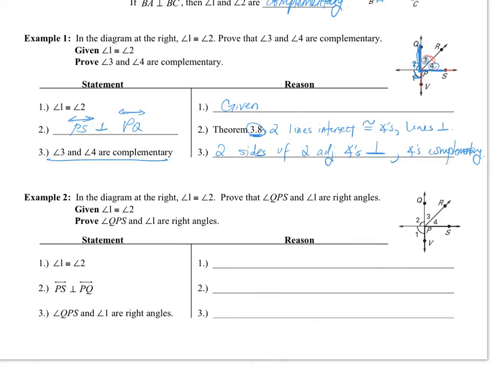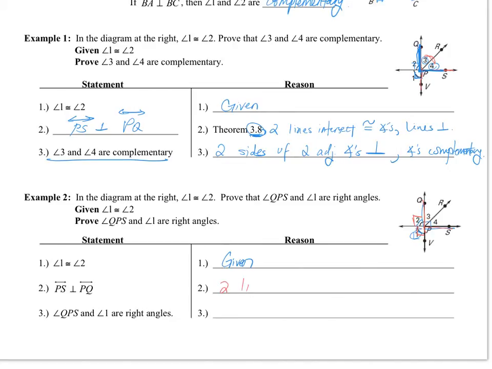Example 2. In the diagram at the right, angle 1 is congruent to angle 2. And we want to prove that angle QPS and angle 1 are right angles. So angle 1 and angle 2, since they're congruent, they're given. So that's my first step. And because they're congruent, then the lines are going to be perpendicular. So we can state that line PS and line PQ are perpendicular by theorem 3.8 again.